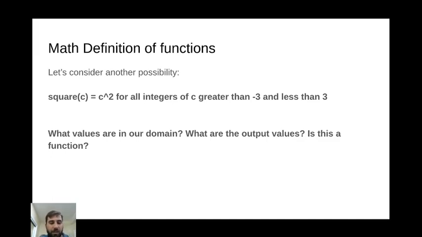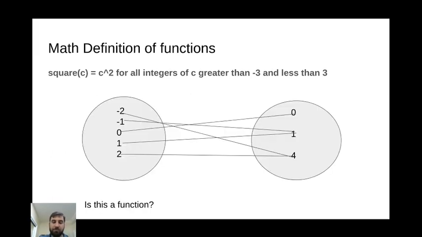So let's think about the domain and the codomain for this function. We have this function called square. It takes in one input called c. And we could say for all integers of c greater than -3 and less than 3. Take a look at this. Is this still a function? This is kind of interesting. If our function is squaring the input, then if our input is -2, we have an output 4. And if our input is 2, we also have an output 4. Is it still a function?